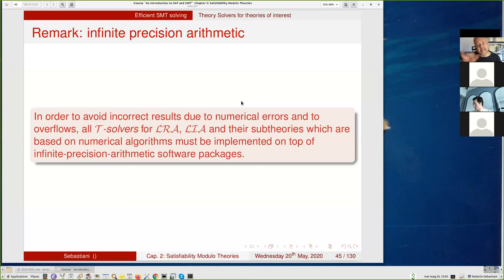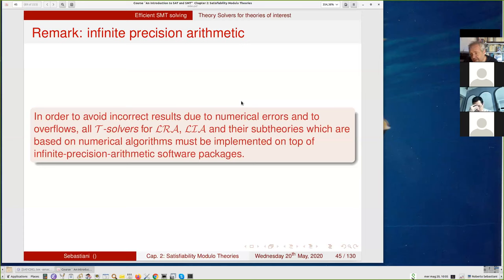And this is an infinite precision integer. So substantially, there are lists, potentially unbounded lists of integers, which are as long as needed. This overall typically slows down the process, up to a factor of 2 or 3. But it is absolutely necessary for precision. In SMT, we cannot afford introducing rounding errors.